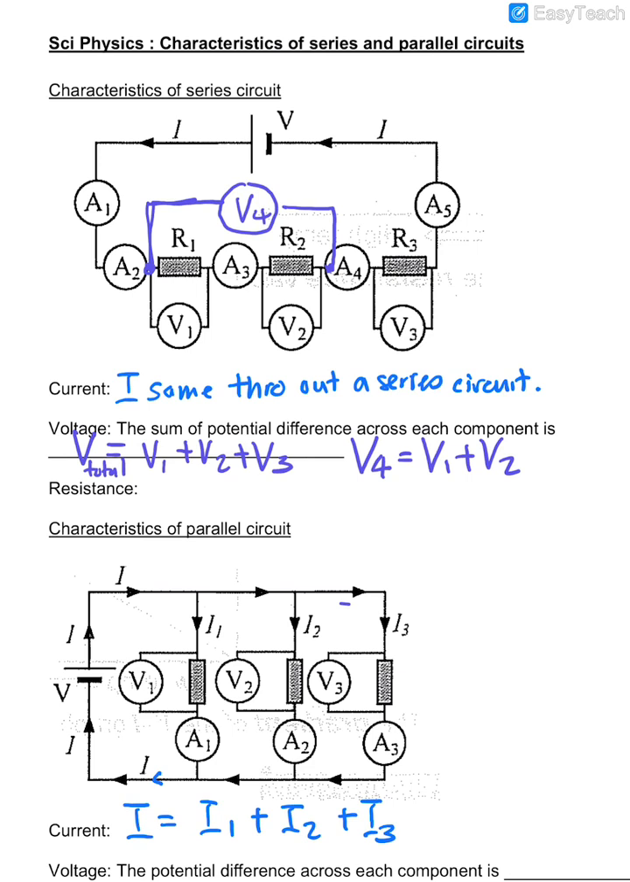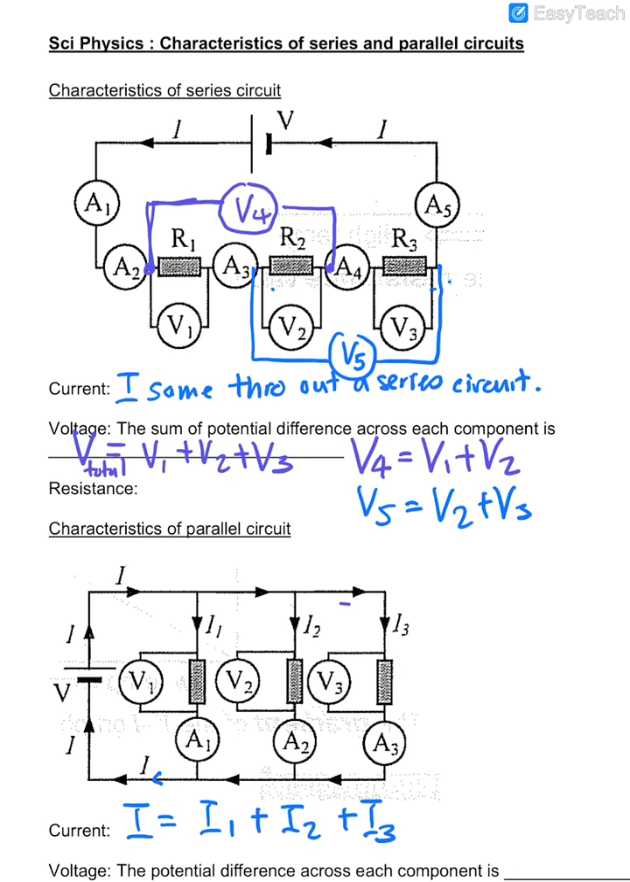Likewise, if I connect another voltmeter here, say V5, then you can safely say V5 is equal to V2 plus V3. Why? Because it's across both V2 and V3. So you look at what it is across.